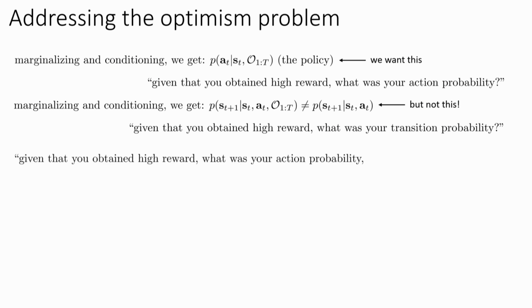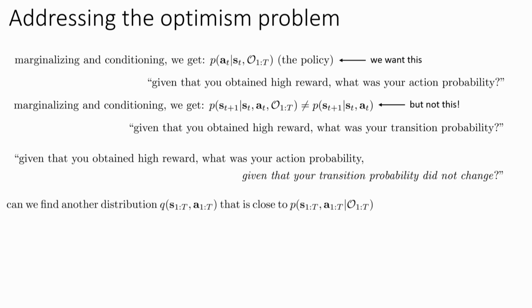So what you really want to ask is something more like this. Given that you obtained high reward, what was your action probability, given that your transition probability did not change? So given that you were no luckier than you usually are, but you got high reward, what was your action probability? That turns out to be a pretty difficult question to ask in a classic probabilistic inference framework, but with a little bit of a trick, we can make this work. What you need to do is find another distribution that we're going to call Q that is close to P. So a distribution Q over states and actions that is close to the posterior over states and actions given O, but has the same dynamics as P.